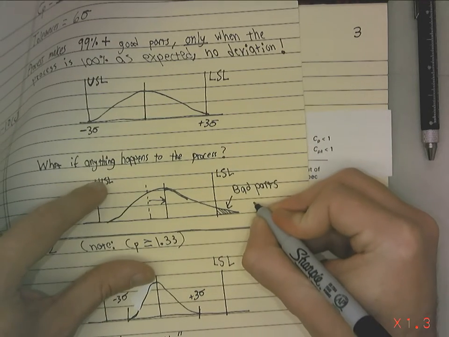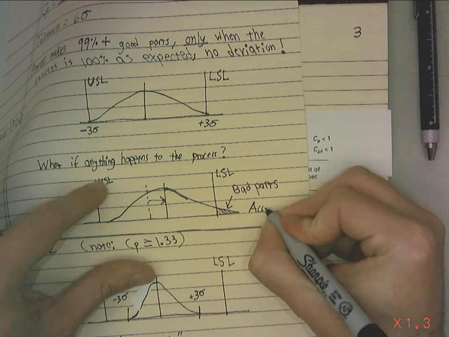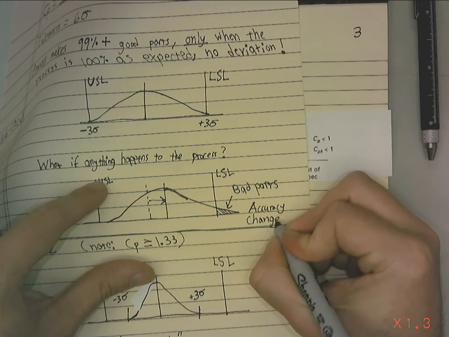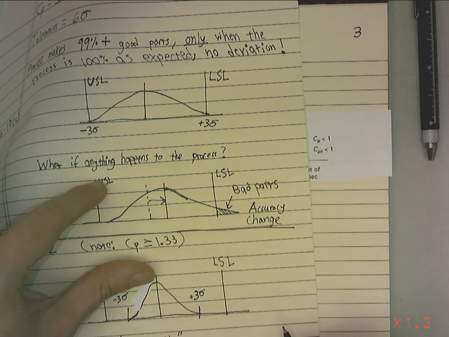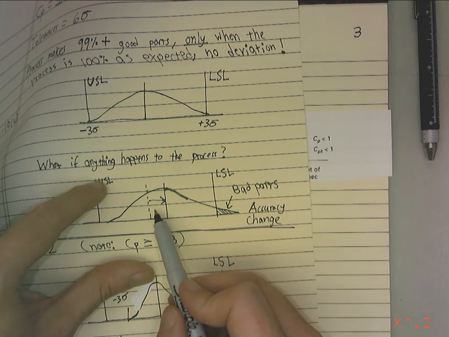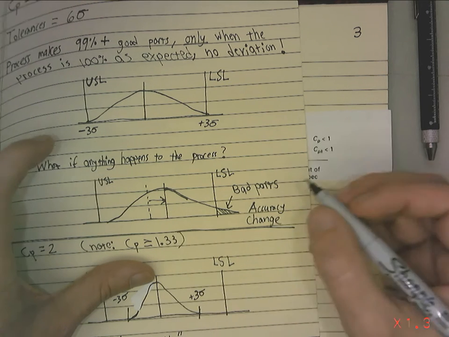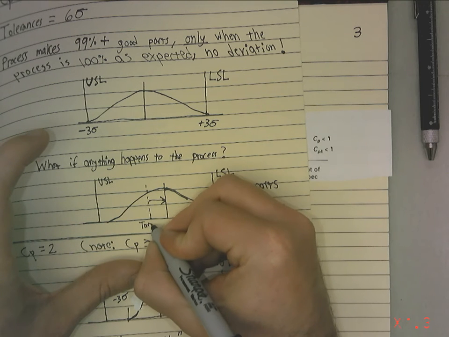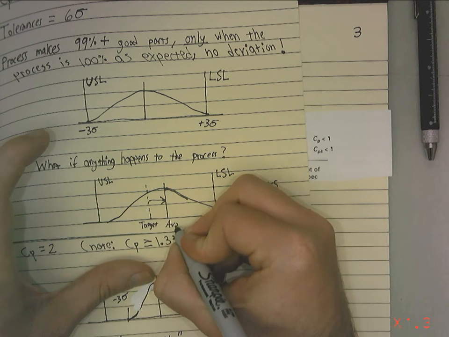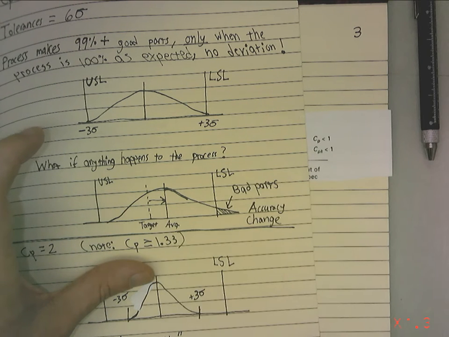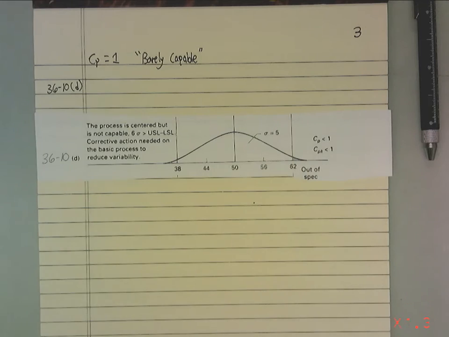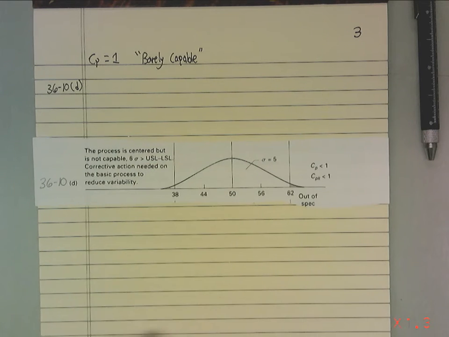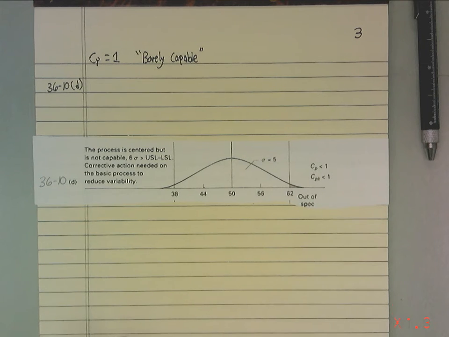So we're losing accuracy. This is going to be an accuracy change because we're shifting our average from our target. So a target versus our average.